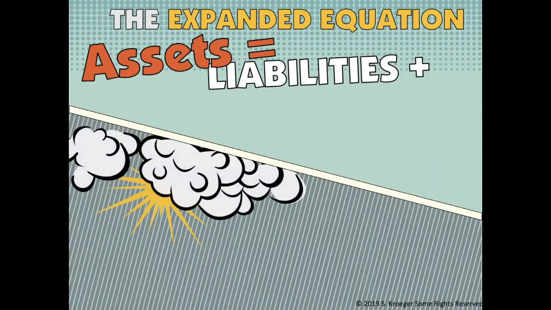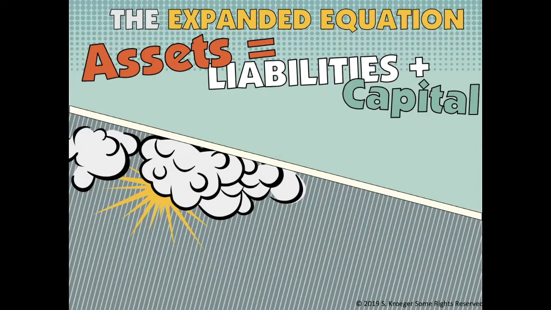This is the expanded accounting equation. We still have assets on one side equaling liabilities, plus we're going to add everything that makes up equity. We're going to still have our equity, but we're expanding upon what is part of our equity. Equity includes capital. Owner's capital is the owner's investment in the business. If I put my own money into the business, my capital account will increase. Each owner will have their own capital account. For example, mine would be Kroeger Capital.